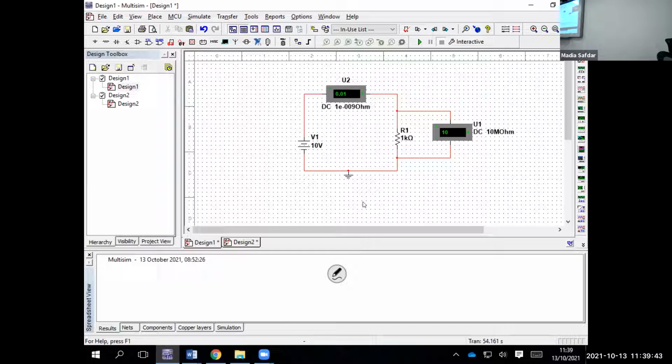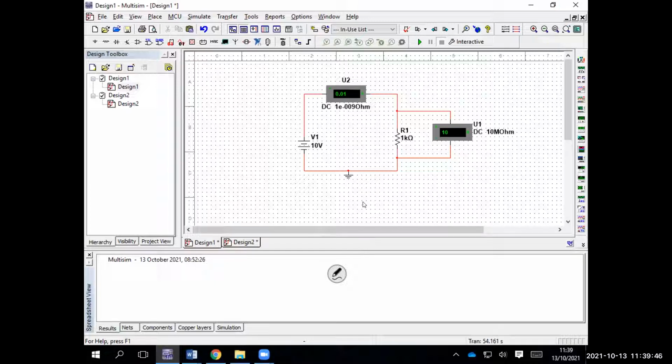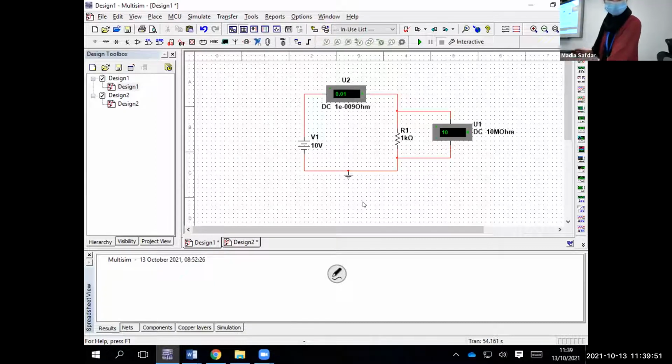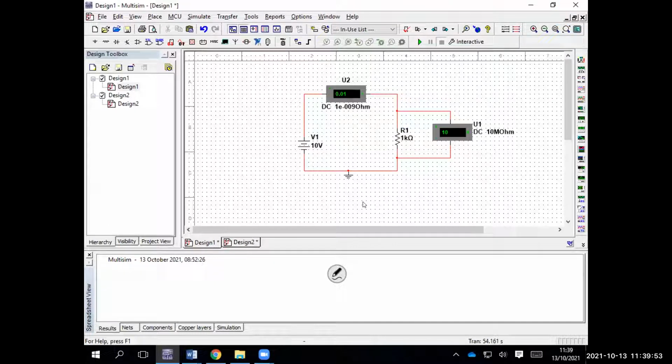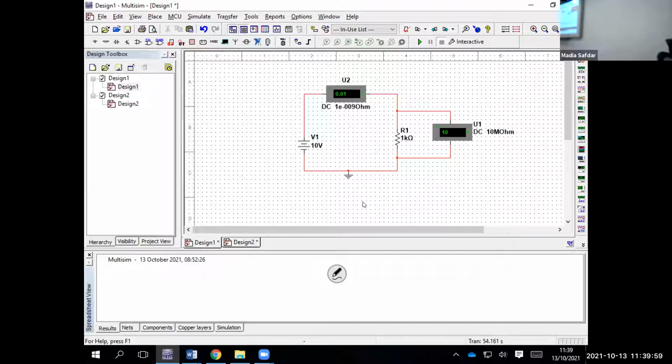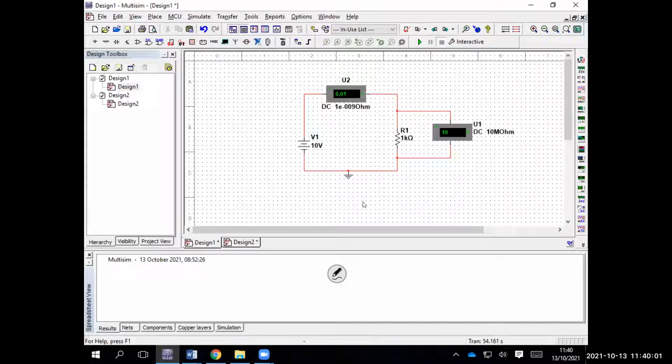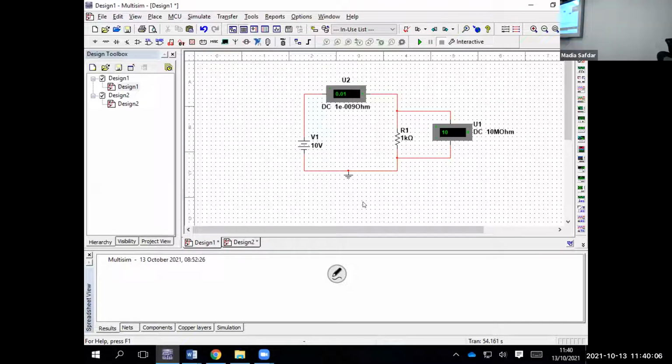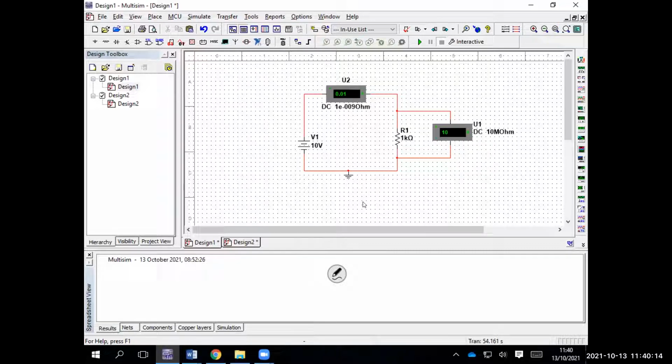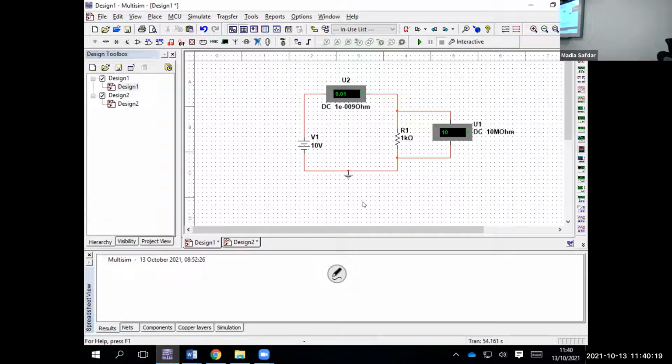Engineer, yes, I have the online system. I want to ask, what is the name of these two? This is the DC voltmeter and DC ammeter, U2 and U1. The ones that we used last time, right? Yes, the same.